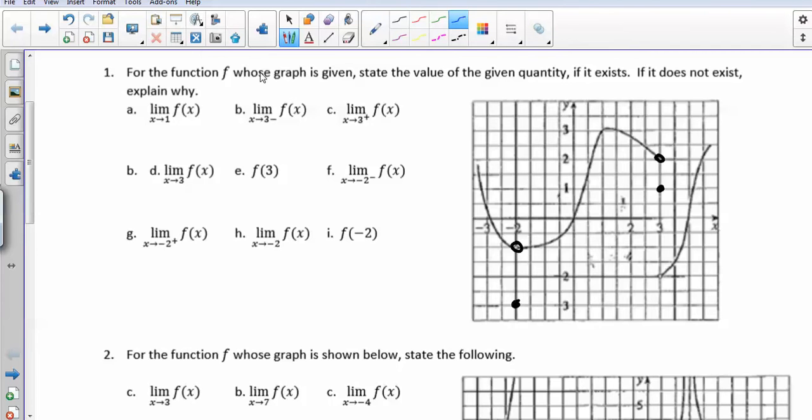So the first one is the limit as x approaches 1. So 1 is right here, and as we approach 1 from the left and as we approach 1 from the right, we're approaching the same value right here, which seems to be 3. So that would be our answer.